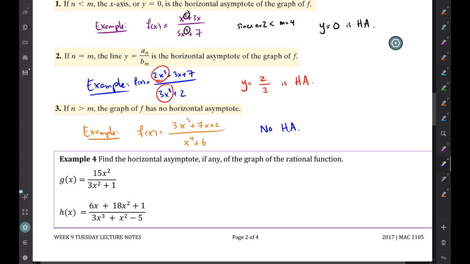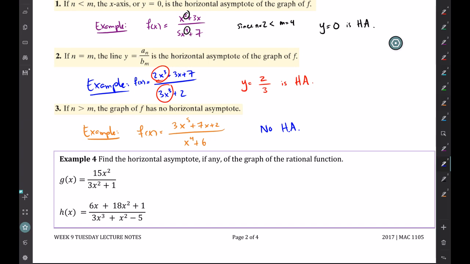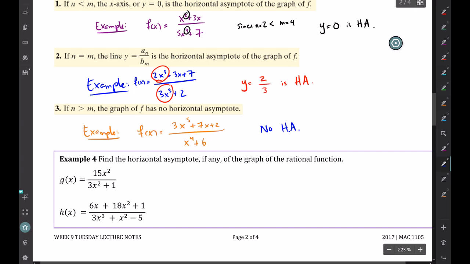So I'll do the first problem here. It says g of x is 15x squared over 3x squared plus 1. Again, this shouldn't be too hard. You just look at the two leading terms, and because they have the same degree, we're in case 2, because n equals m. And so the horizontal asymptote is y equals 15 over 3, which you could simplify to be y equals 5. Okay? So y equals 5 is your horizontal asymptote.